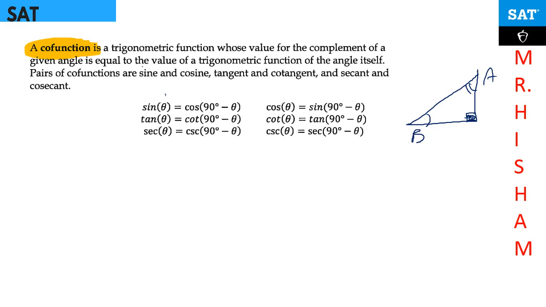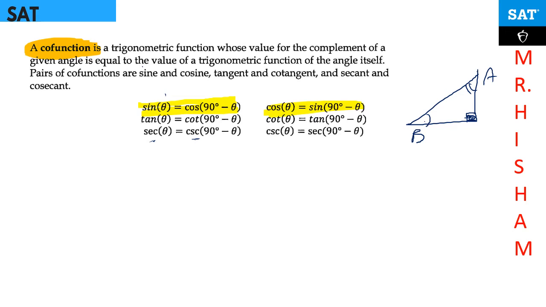What is the relation between the cofunctions of the complement angles? That the sine of one of them is equal to the cosine of the other, and the tan of one of them is equal to the cotan of the other. What is cotan? What is cosec and sec? They are the reciprocal values of the sine, the cosine, and the tan.